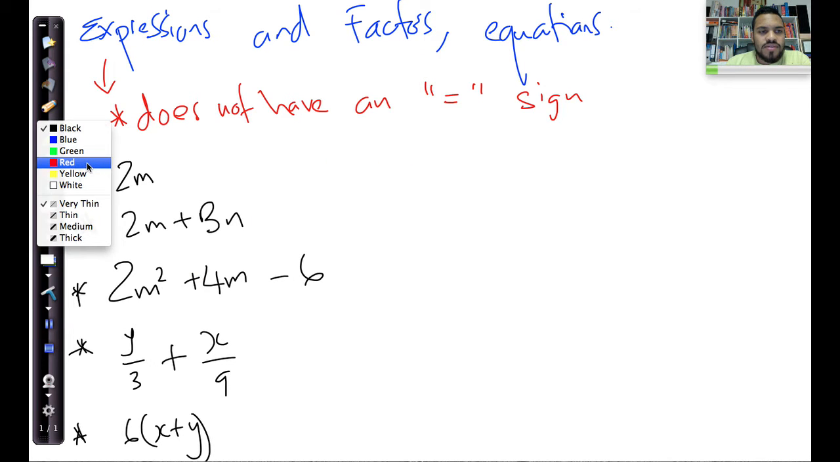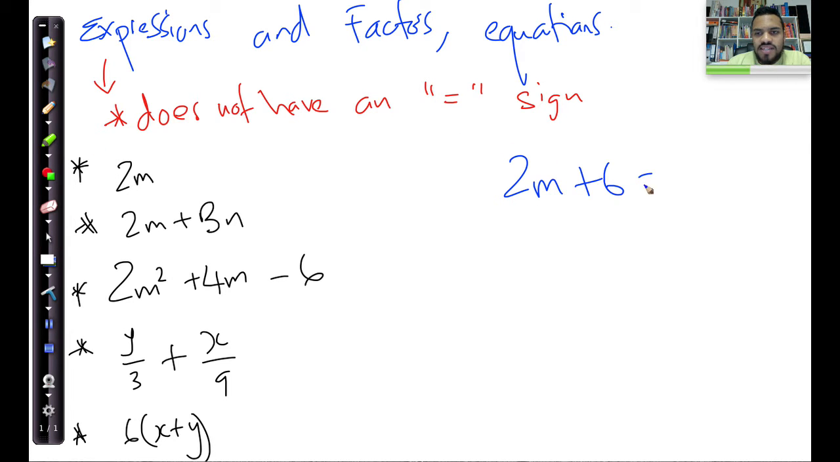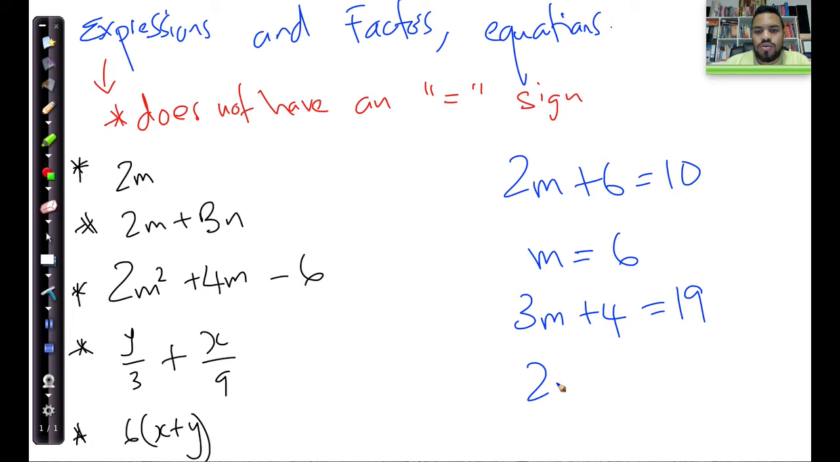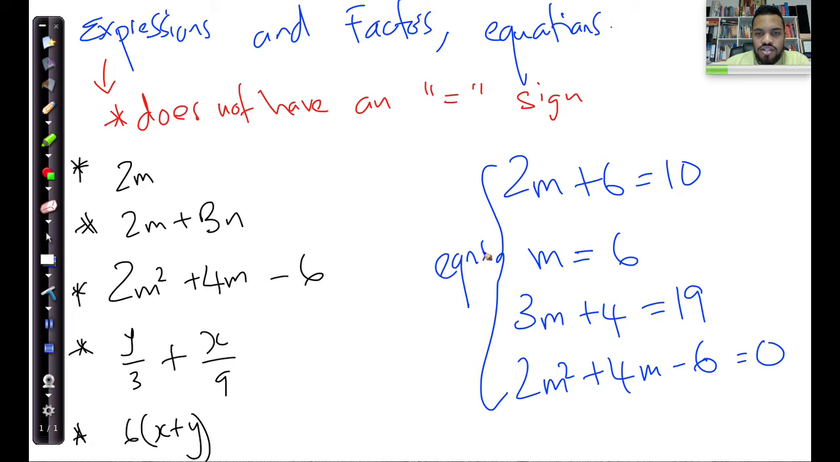So what about the following? 2m plus 6 equals 10. This isn't an algebraic expression. In fact, this is an algebraic equation. Let's say m is equal to 6. That's also an equation. 3m plus 4 is equal to 19, or even 2m squared plus 4m minus 6 is equal to 0. All of these are examples of equations, right? And everything you see on the left hand side over here, these are all expressions.